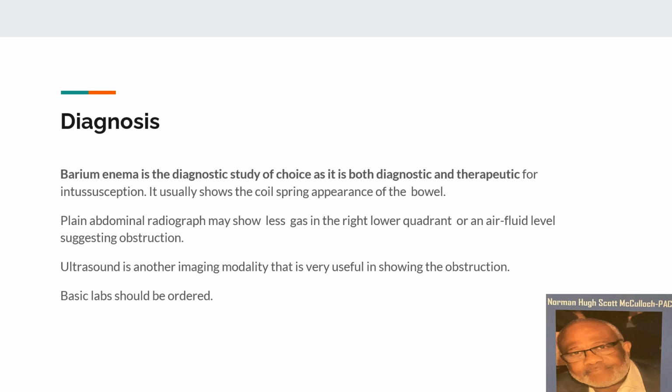How is it diagnosed? Barium enema is the diagnostic study of choice, as it is both diagnostic and therapeutic for intussusception. It usually shows the coiled spring appearance of the bowel. Plain abdominal radiograph may show less gas in the right lower quadrant or an air fluid level suggesting obstruction. Ultrasound is another imaging modality that is very useful in showing the obstruction. Overall, basic labs should also be ordered.